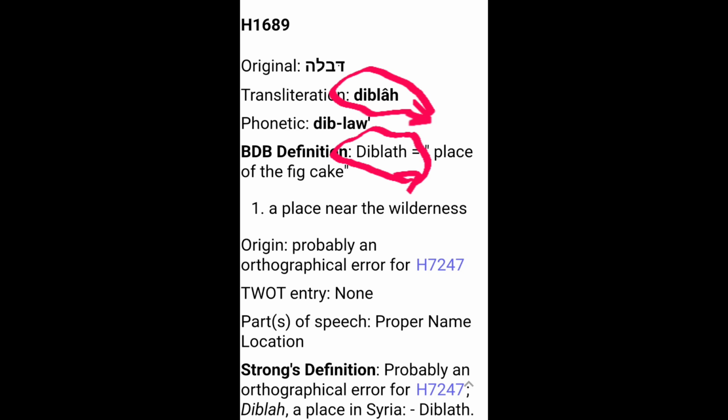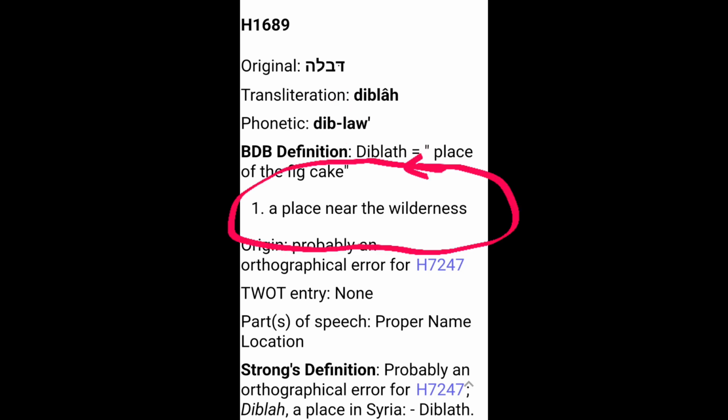So I look in the concordance, and here's the word Diblah, pronounced Diblah instead of Diblath. Notice the difference between the H, the hey, and the TH, which would be a tav. It's a place of the fig cake. Well, that's interesting. A place near the wilderness.